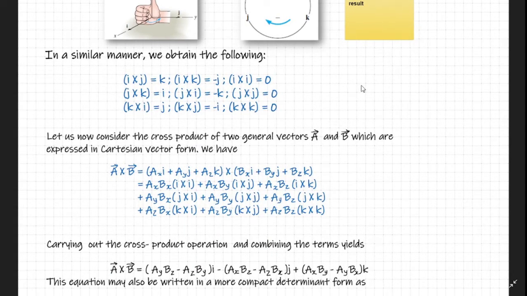Now in many cases we know that the vectors are normally provided in the Cartesian format, that is in the format a_x i plus a_y j plus a_z k.